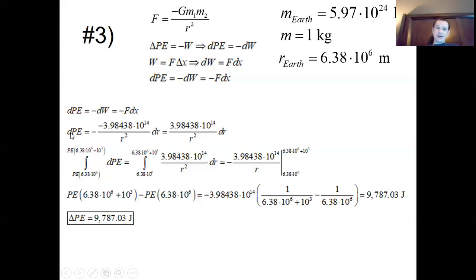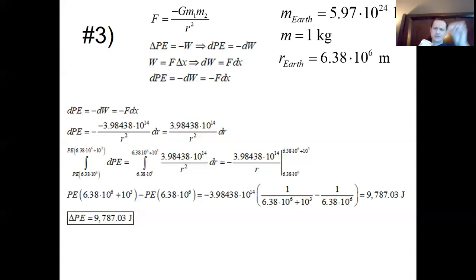So the change in my potential energy is negative F dx. So the little change in potential is negative. Here's the F, right here, going to that equation. It's all in terms of r, so I'm not going to say dx, I'm going to say dr, because that's what the change in position represents, a change in radius. But it's still a change in position.